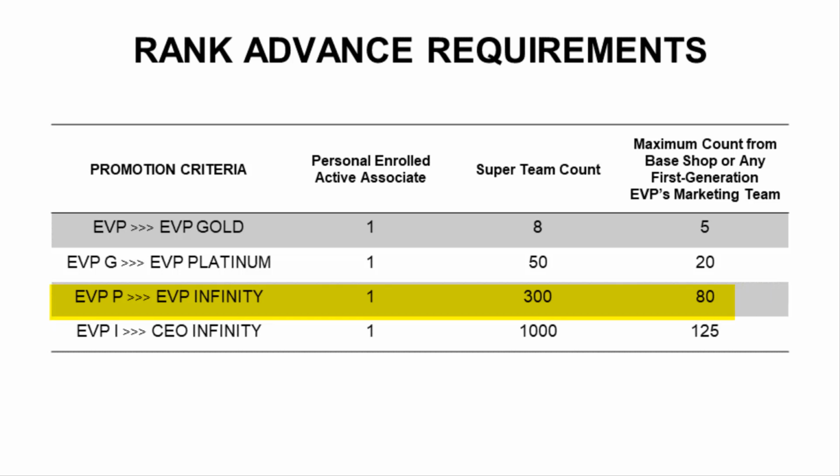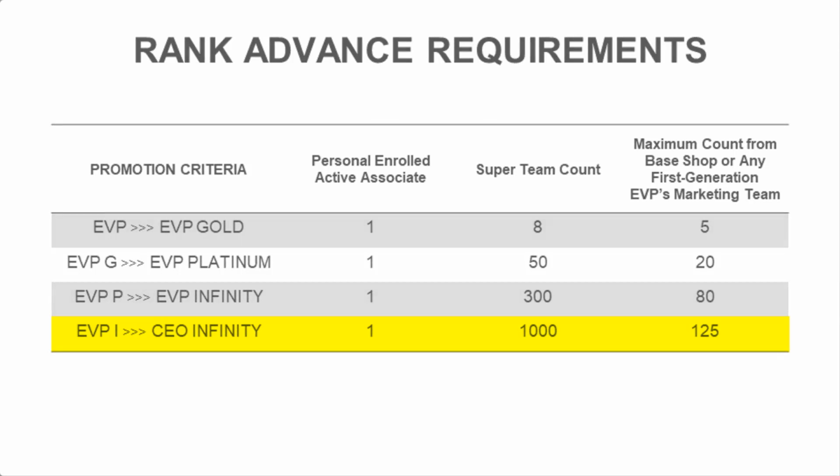Executive Vice President Infinity to CEO Infinity. To rank advance to CEO Infinity, you must have at least one personally sponsored associate and a total of 1,000 active associates in your super team. You can count no more than 125 from your base shop or any first generation executive vice president's leg towards the 1,000 needed to advance.